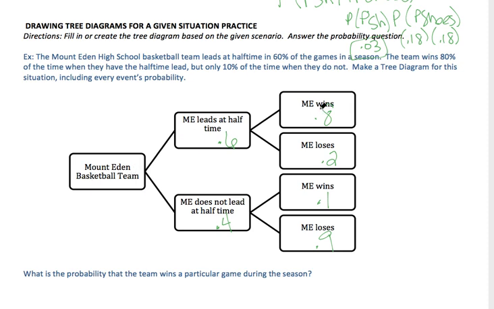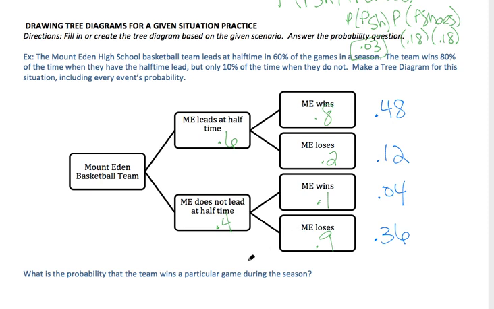All the way here, 0.6 times 0.8 is 0.48. 0.6 times 0.2 is 0.12. 0.4 times 0.1 is 0.04. And this one is 0.36. For example, 0.04 is the probability of does not lead at halftime and then wins. These are all of the probabilities of all of the scenarios.